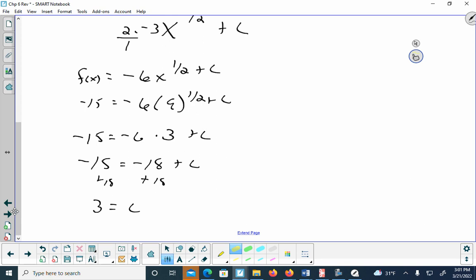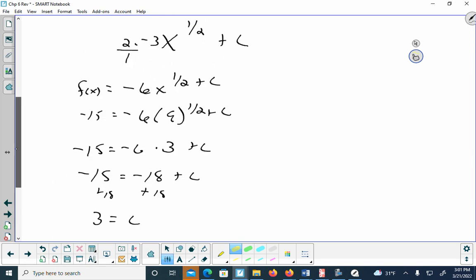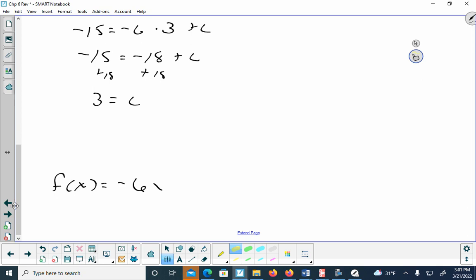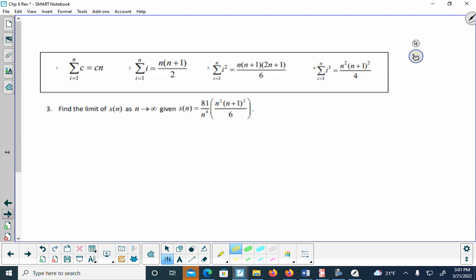I'm going to finalize it by writing the equation. So f of x is going to equal negative 6x to the 1 half, and in place of that c, I'm going to write negative 3. And that is my final answer. Moving on to the next one.